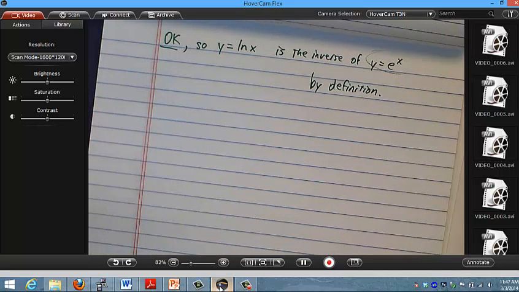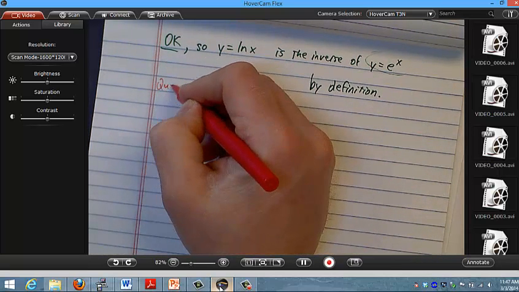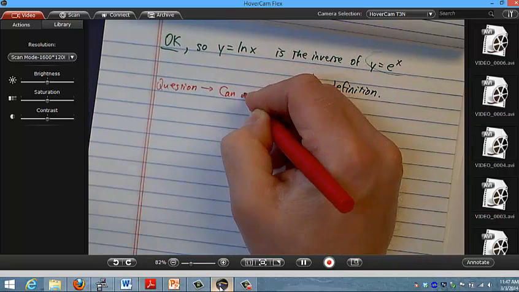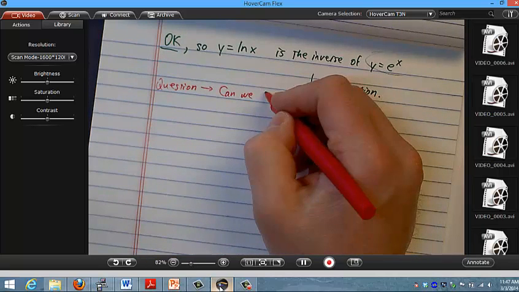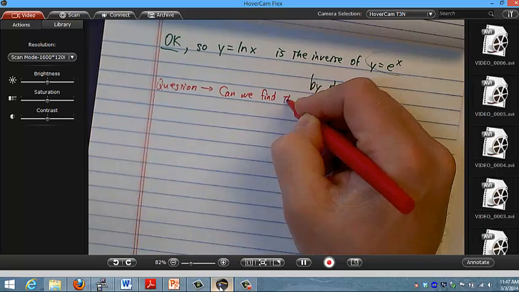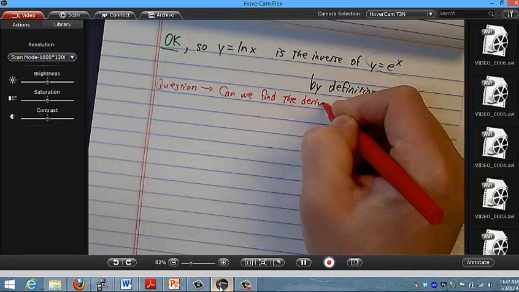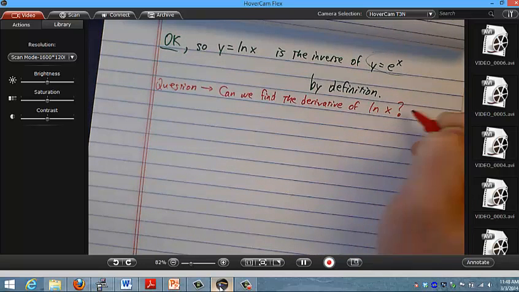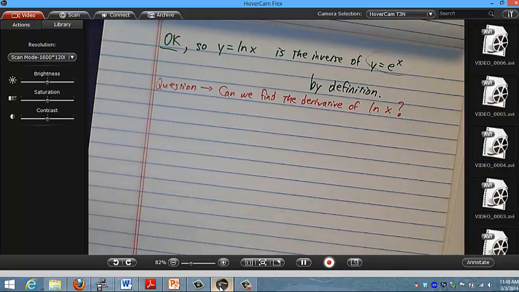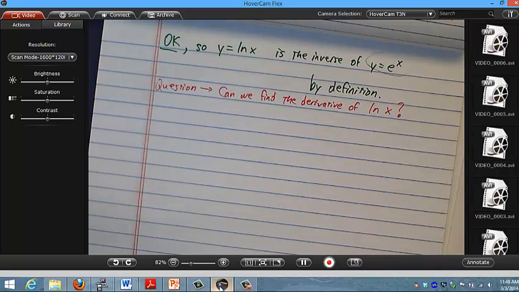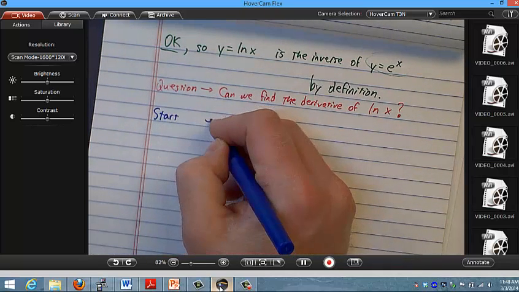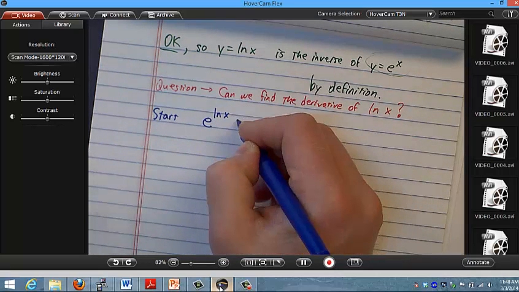Okay, so the next question. Can we find the derivative? Because we want to be able to do calculus on this, not just algebra. Can we find the derivative of the natural log of x? Okay? And here's a little process we're going to use. We're going to start this way. e to the ln of x equals x.